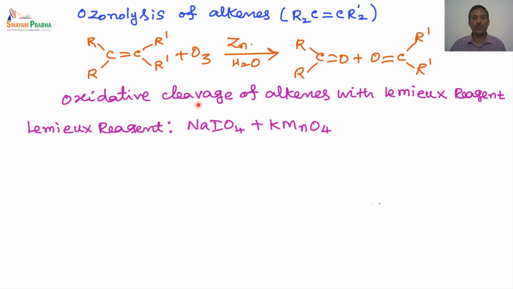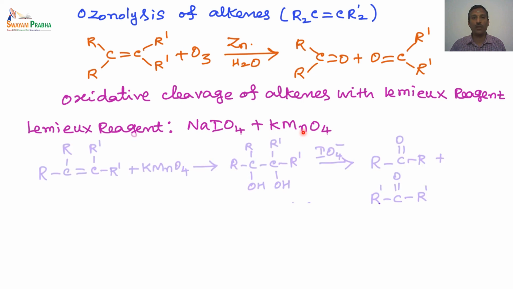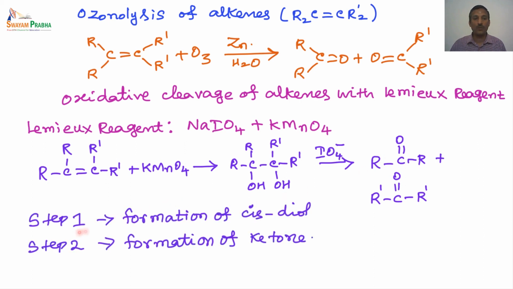Then another method is oxidative cleavage of alkenes with Lemieux reagent. Lemieux reagent is nothing but sodium periodate and KMnO4. In this case, KMnO4 is used in very small or catalytic quantities. The KMnO4 generally dihydroxylates the alkene, and this is followed by treatment with IO4 minus, which produces the corresponding ketones. So step 1 is the formation of a cis diol. That is the first step, followed by the formation of the ketone. In the second step, this is cleaved to produce the corresponding ketone.